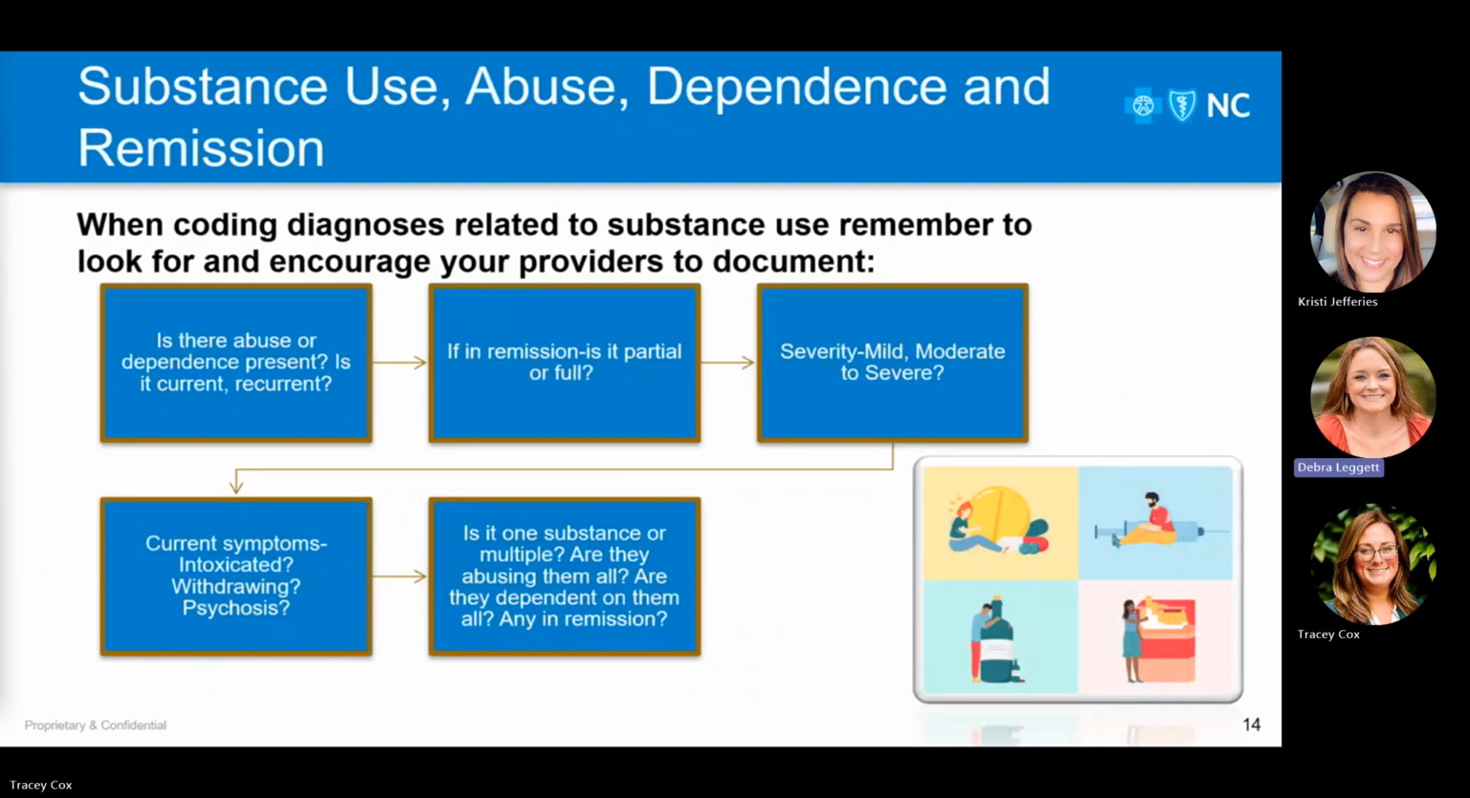When coding diagnoses related to substance use, remember to look for and encourage your providers to document specifically: is there abuse or dependence present? Is it current, recurrent? If in remission, is it partial or full? What is the severity of the condition, mild, moderate, or severe? Are there current symptoms such as intoxication, withdrawal, or psychosis? How many substances are involved? Make sure each substance is addressed independently and documented as described above.